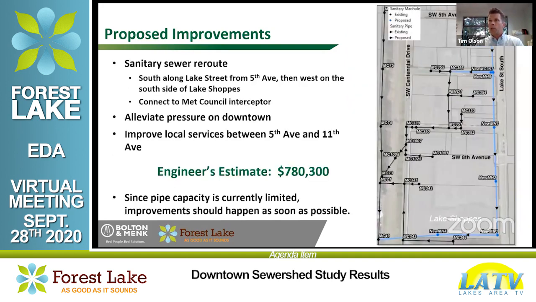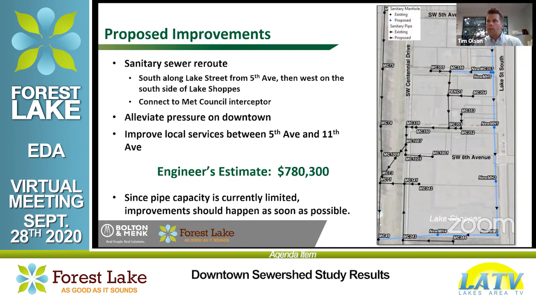And as we zoom in, you can see the black lines with the arrows is the current system, and the blue line would be the proposed system. And so through this area, we also make a connection to the Metropolitan Council interceptor. That interceptor is basically the main discharge line, and really one of the northernmost manholes in Met Council's system. And that connection to that line is very critical.